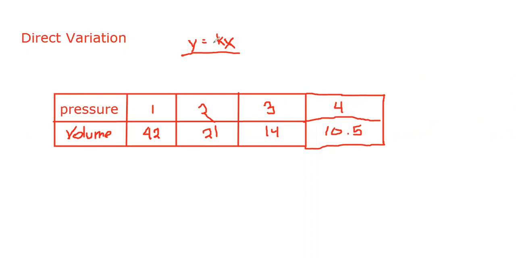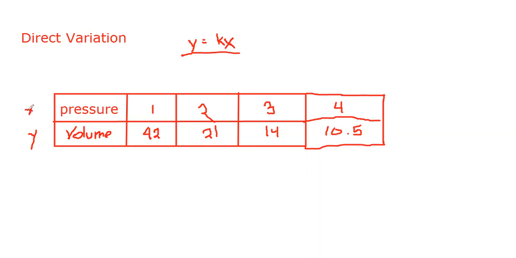So meron tayong y is equal to kx. So yung k, that is the constant. Yung x natin, this is the pressure. Then yung y natin is yung volume. Yung k, that is a constant. Ibig sabihin yung k natin, yun yung constant natin. So, paano natin malalaman kung ano yung constant natin?